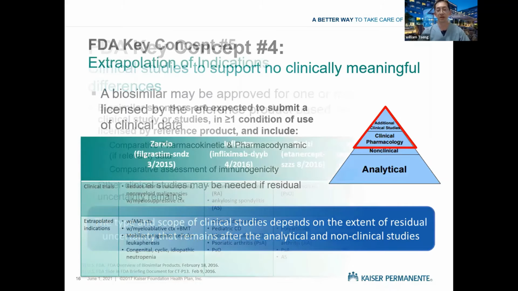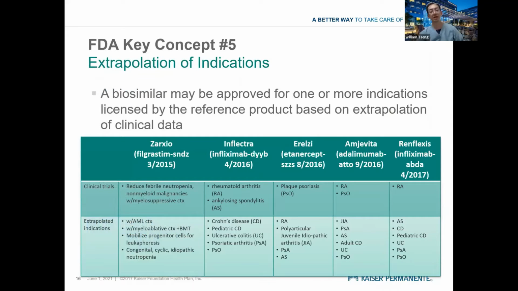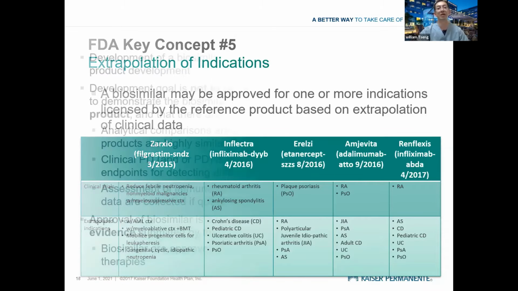And then the 5th concept, which is interesting, is the extrapolation of indication. So whereas one product may be able to be used for 3 or 5 diseases, once you have found the similarity to one of the indications, you can extrapolate that indication into all the rest of the disease burden. So if one medication can treat 4 diseases, as long as you can prove that the biosimilar medication can be effective and no different from the reference or the original product in one of the diseases, you can actually extrapolate that. So those are the 5 key concepts.